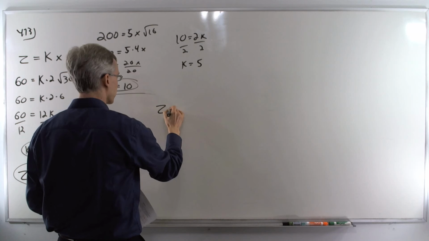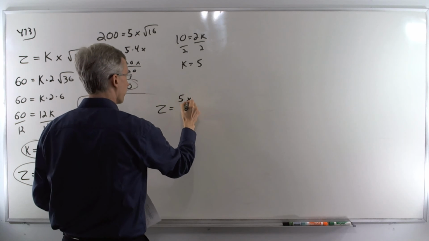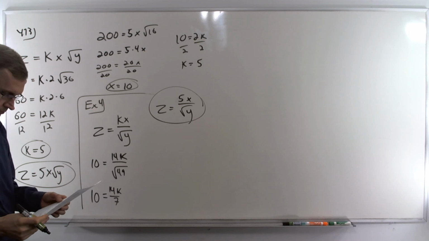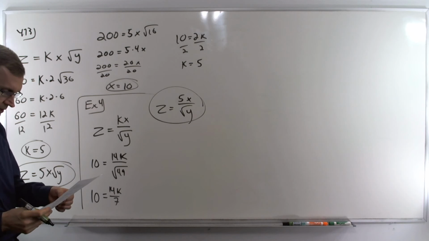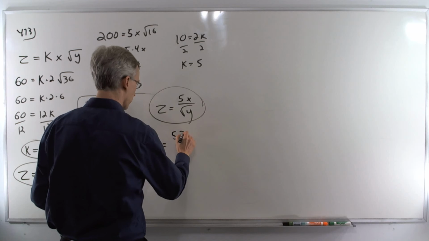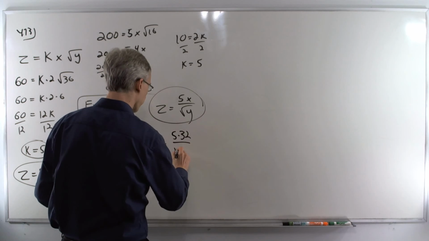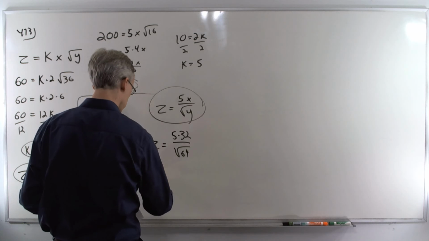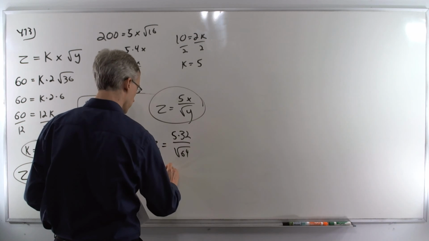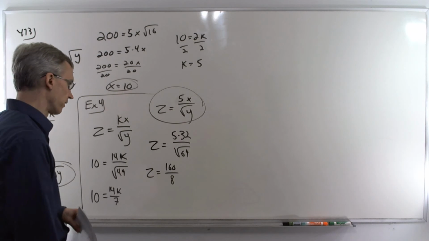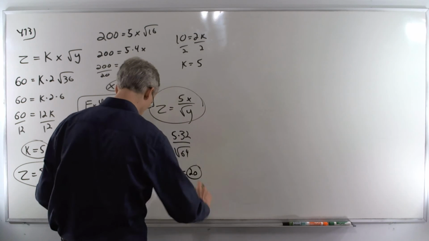So that gives us the equation z equals 5x over the square root of y. And there's our equation of variation. Now we're going to find the value of z when x is 32. And y is 64. So square root of 64 on the bottom. Square root of 64 is 8. And 5 times 32 is 160. Finally, divide this out, and you get 20.